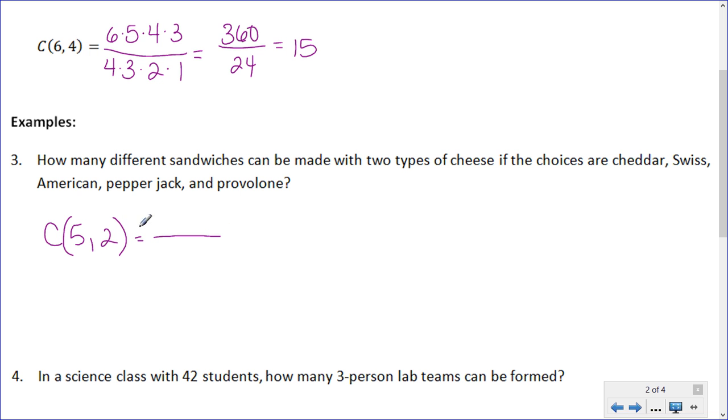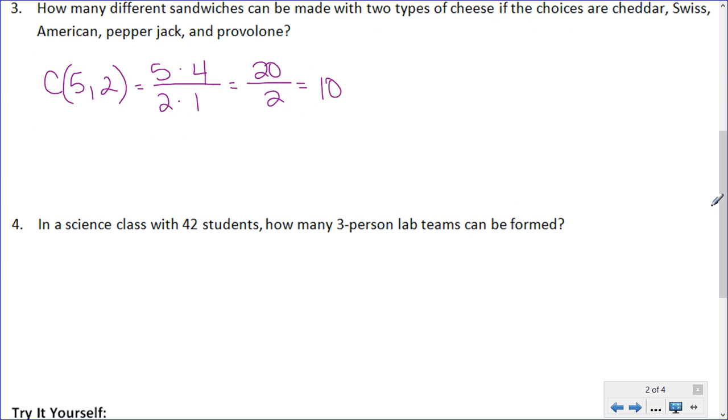Okay, so we'll start off just like we would for a permutation. So we have 5 choices for the first cheese and 4 choices for the second, and we're only choosing 2, so we stop there. Well, to take care of the ordering, because the ordering doesn't matter, we divide by 2 choices for the first one, 1 choice for the second one. And up here, 5 times 4 is 20. In the denominator, 2 times 1 is 2. So when we divide these, 20 divided by 2 is 10. So there are 10 different types of sandwiches that can be made.